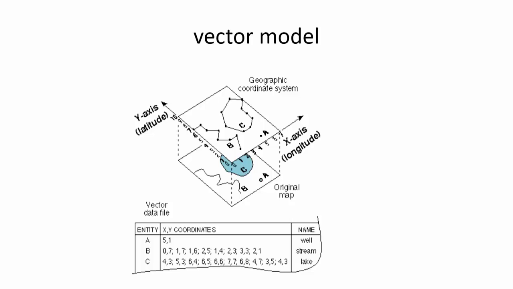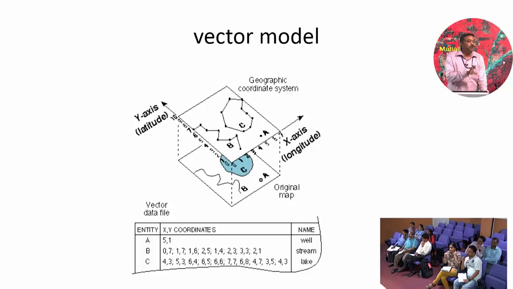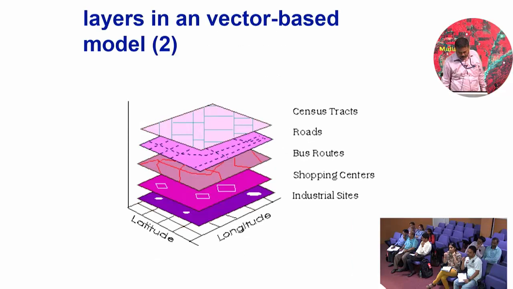But what is the difference between a line and a polygon by seeing the data structure? What is the difference between B and C? If I don't show you the picture and only show you this table, will you be able to tell? First and last are the same. So if the coordinate pairs are the same, it is a closed polygon. If they are not the same, then it will be a line. That way you can understand whether it is a line, point or a polygon.